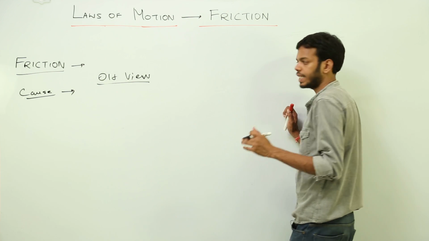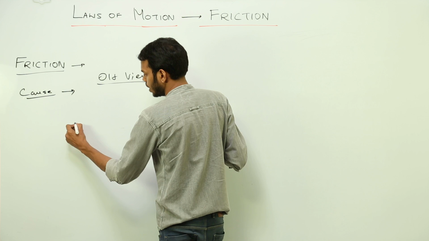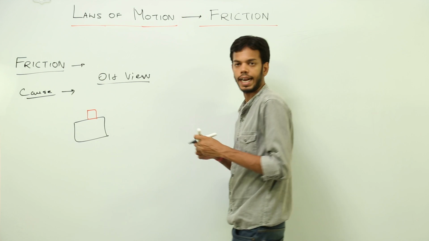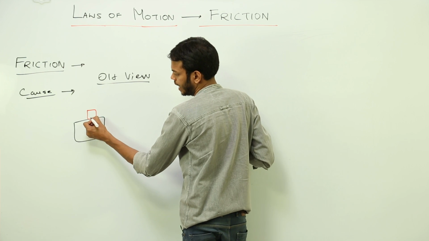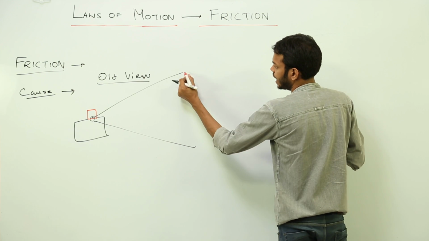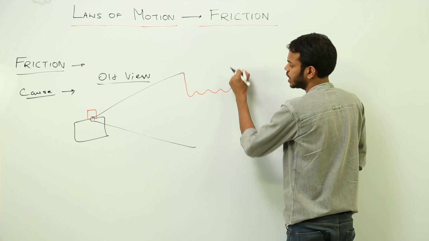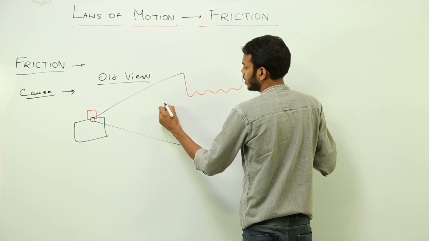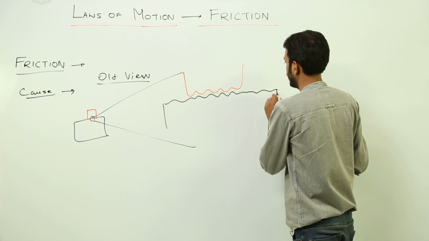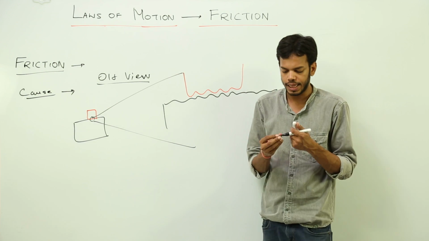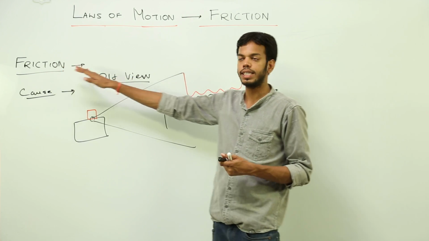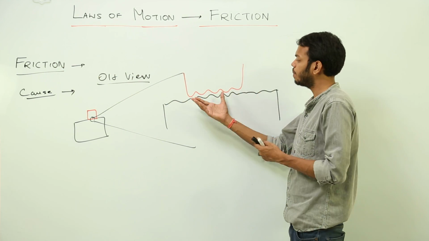There was this old theory which stated that suppose these two bodies are in contact. If you enlarge this part and look, you will see that there are irregularities and projections in the bodies. They say that these projections get interlocked in between. So the frictional force is the force which is required to overcome the interlocking.